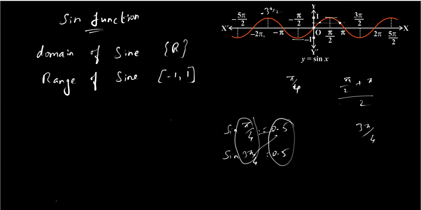So what we are doing now is taking the sine function, but we are taking one particular range from one point to another point. If we take it like that, definitely getting the inverse is possible.